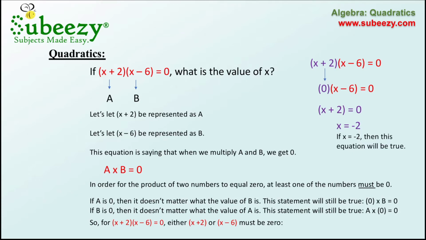Now let's consider if the quantity x minus 6 is equal to 0. If the quantity x minus 6 is equal to 0, then the quantity x plus 2 times 0 will be equal to 0.